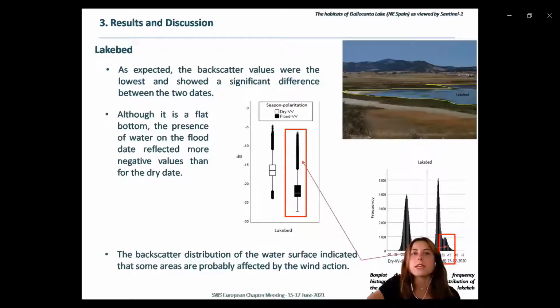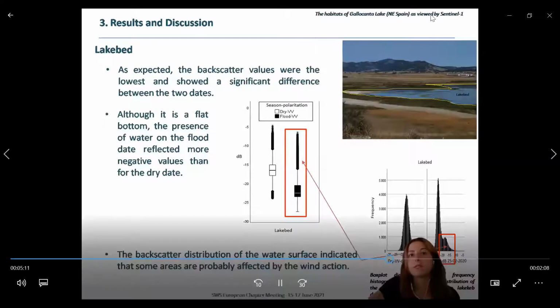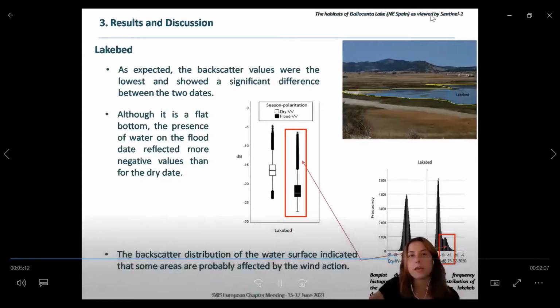Lake bed domain. As expected, the backscatter values were the lowest and showed a significant difference between the two dates. Although it is a flat bottom, the presence of water on the flood day reflects more negative values than on the dry day. The backscatter distribution of the water surface indicates that some areas are probably affected by wind action.